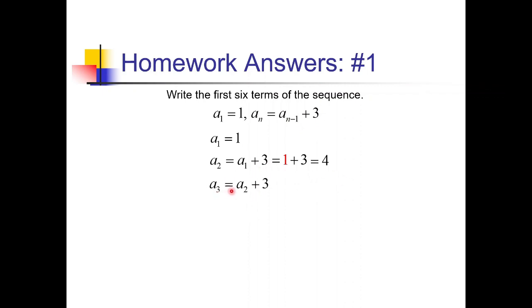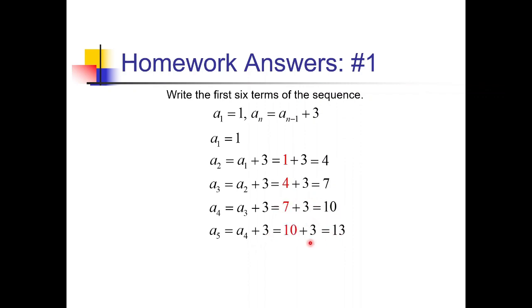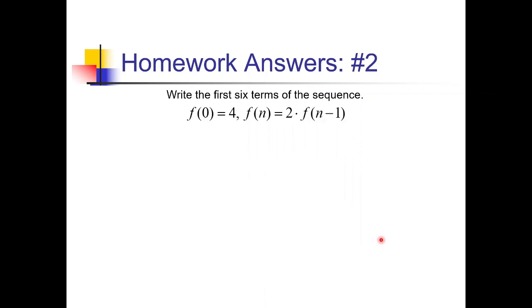For A3, that's A2 plus 3, so 4 plus 3, which is 7. A sub 4 is going to be A sub 3 plus 3, so that's going to be 7 plus 3, or 10. A5, we've got A4 plus 3, that's going to be 10 plus 3, so 13. And then finally, A sub 6, that's going to be A sub 5 plus 3, so 13 plus 3 giving us 16.